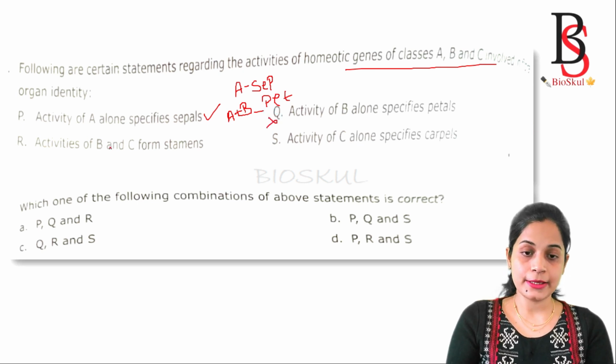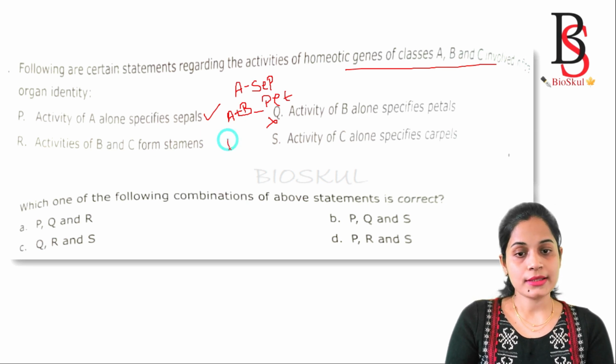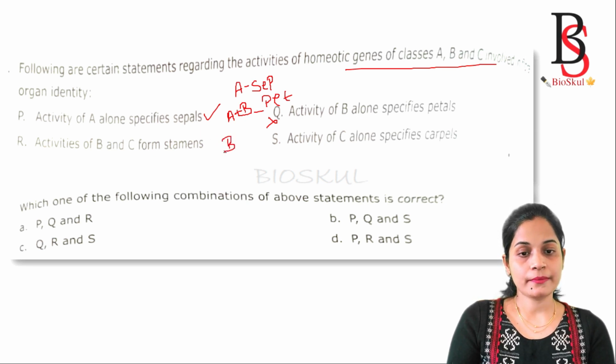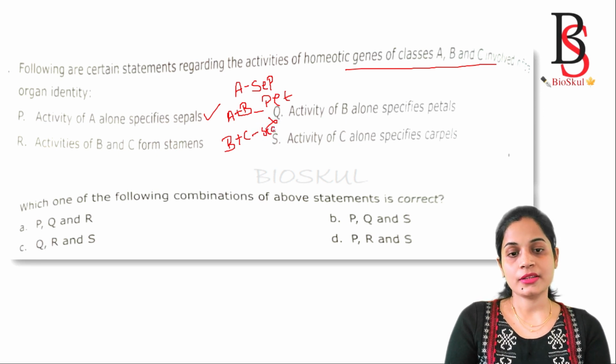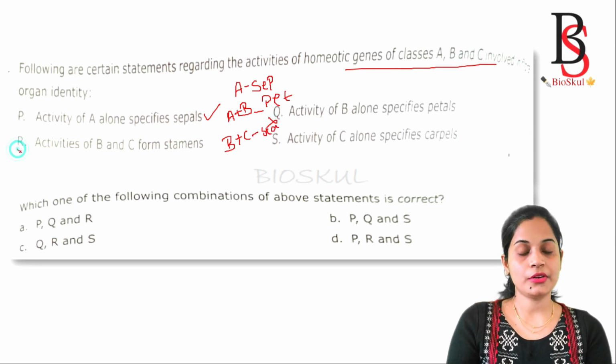Activities of B and C form the stamen. Yes, because the B plus C gives the stamen. So this one is also the correct one.